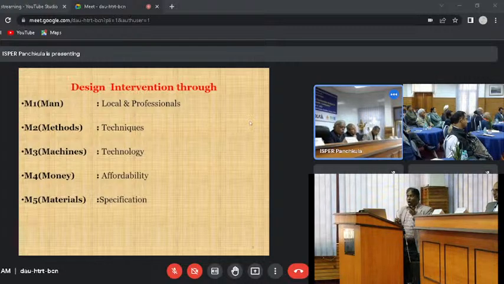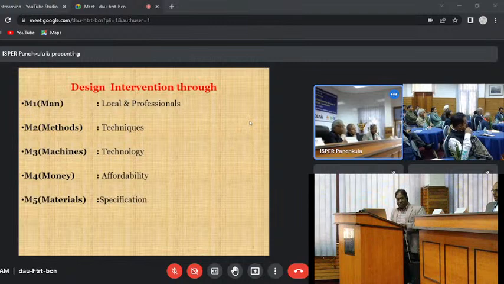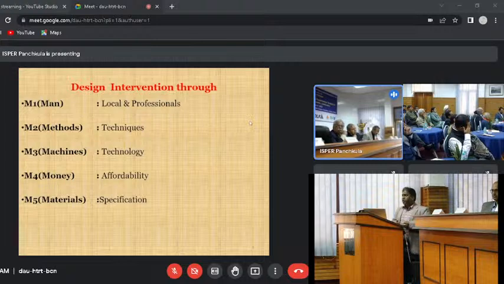Third, fourth is the affordability. That depends on how much we earn and what is the source of income. And fourth is the material specification. Material specification is very, very important for us to understand. So these are the five areas through which we can intervene in the design to reduce the cost, reduce the price, and make the house affordable to the people.